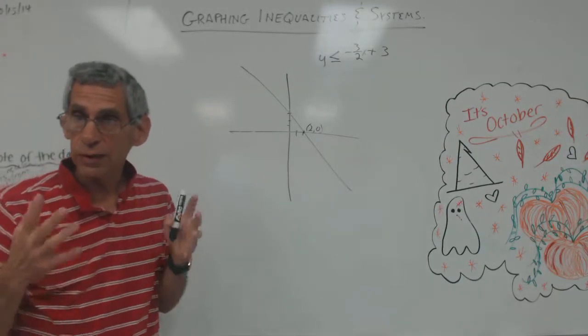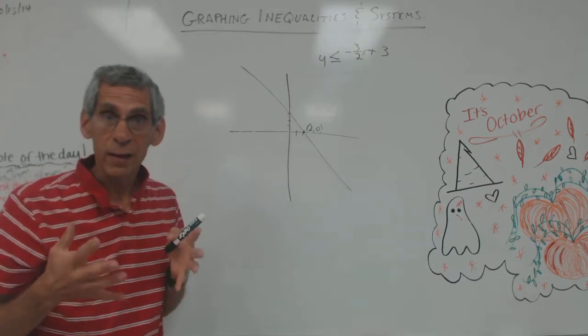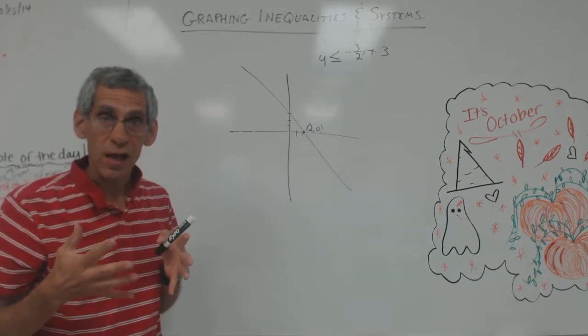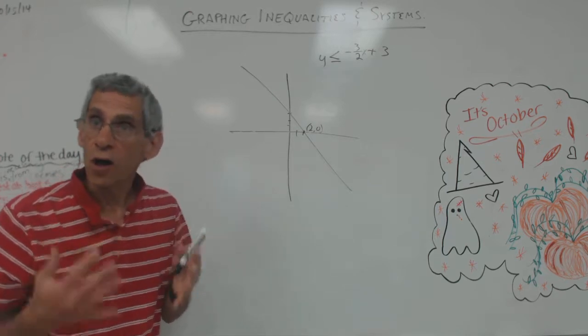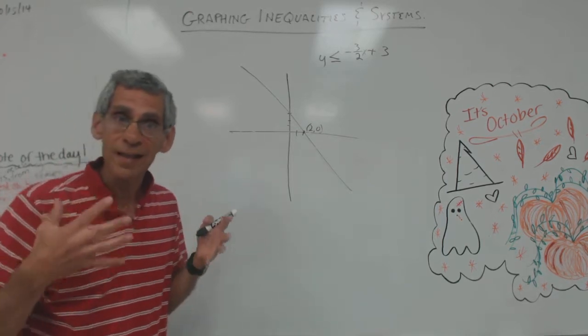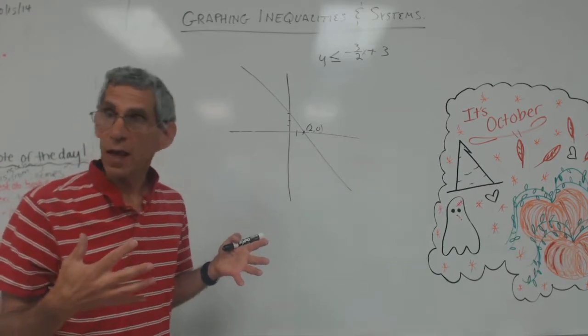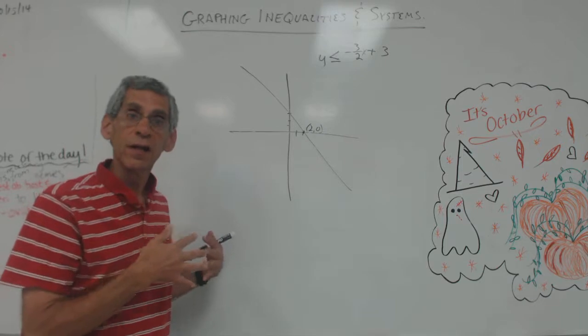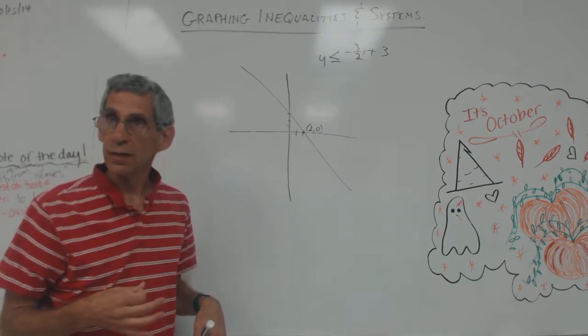If we get a true statement, then wherever that point is, whatever side of the line that point is, that's the side you shade. If you get a false statement, 10 is equal to negative 17, not true. Therefore, you don't shade that side of the line. You go to the other side of the line and just shade that side of the line. Does that make sense? Do you get that?